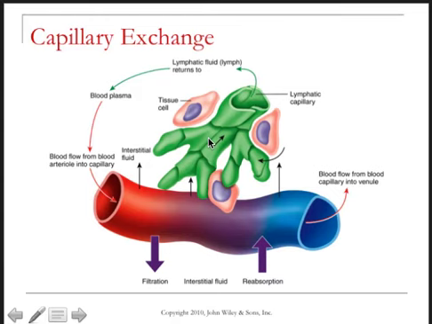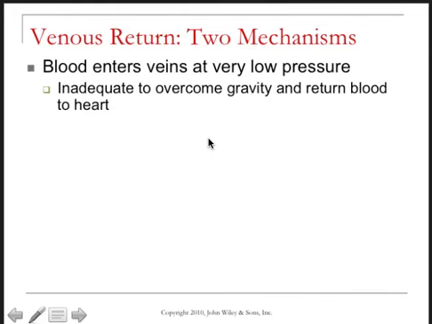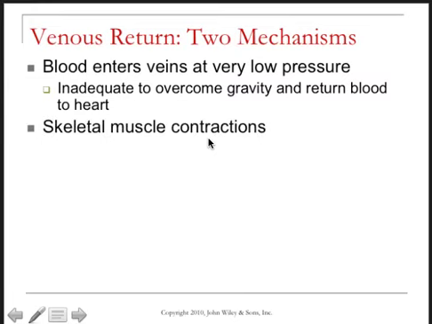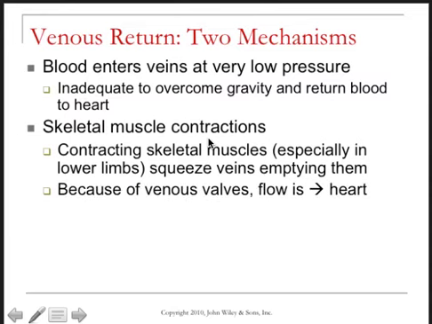Okay, venous return. Now, how do we get the blood back to the heart? Blood enters the veins at very low pressure, which is inadequate to overcome gravity, especially below the heart, and return the blood to it. So what happens is, as a result of skeletal muscle contraction, we squeeze the blood in the venous system through these one-way valves, and eventually it climbs all the way back to the heart. Because of the venous valves, the flow is always in one direction, and that's towards the heart.